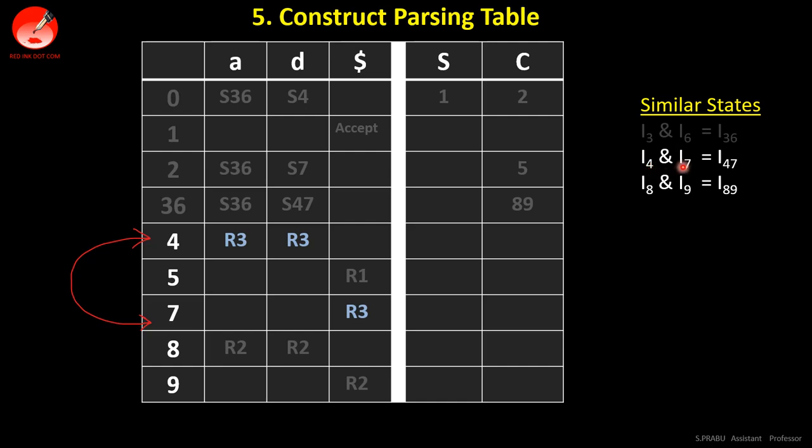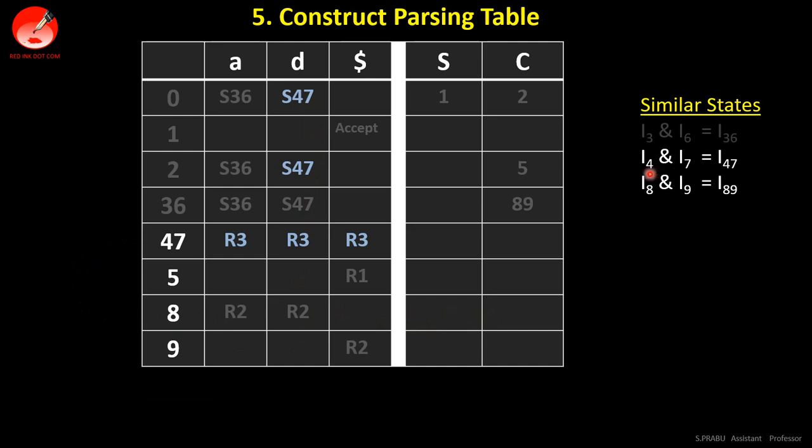Now I am going to the 4th and 7th rows. When I merge these two, R3 can be located in this place and 7 can be merged with 4. So wherever the values 4 and 7 appear, they also become S47. Now I remove this unwanted row. Merging the second part is over.